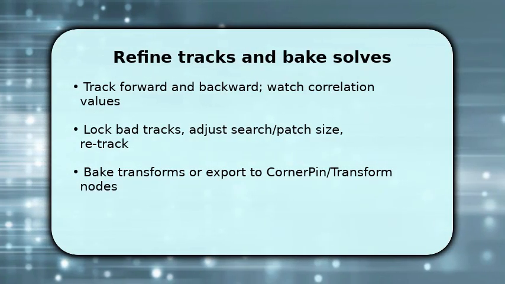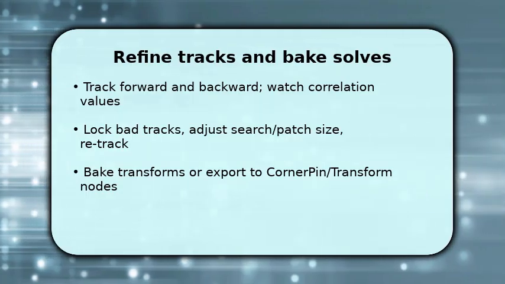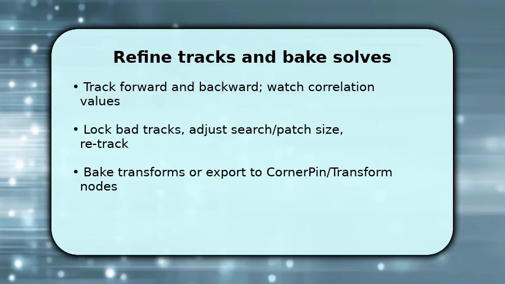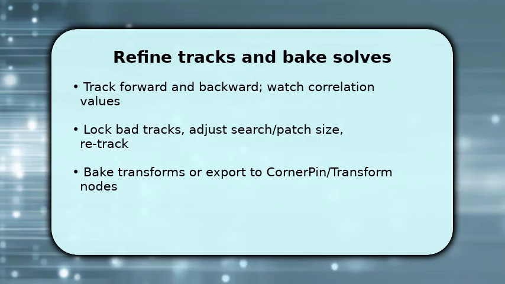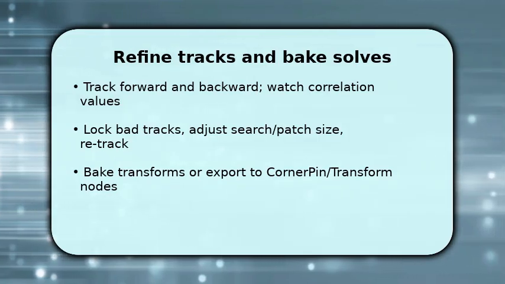You watch correlation and error metrics to judge quality. If a track slips, you lock it, tweak the patch or search size, and retrack that segment. This fixes local failures without rerunning everything.